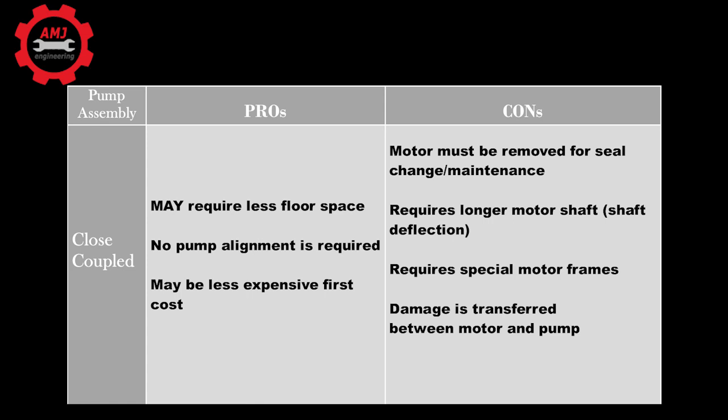In short, the main advantages to using a close-coupled pump are the following. First, it requires less floor space within a plant room for installation. Second and most important, close-coupled pumps do not need to be aligned. This can be helpful if you have a high-speed application at 3600 RPM where the alignment tolerances are tight.